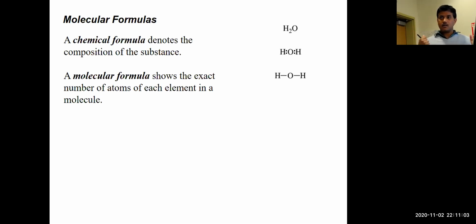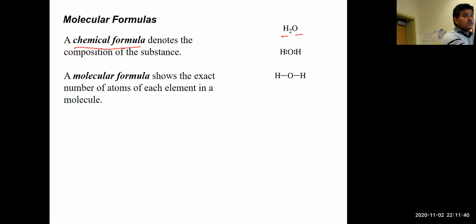We already know that molecules are formed as a result of nonmetals sharing electrons between them to form a covalent bond. And if two or more nonmetals share the electrons between them through a covalent bond, we call them molecules. Okay? And molecules are represented with a chemical formula. And a chemical formula denotes the composition of the substance. What it means is it tells how many of the atoms there are. There are two hydrogens and one oxygen. That's the chemical formula of water.